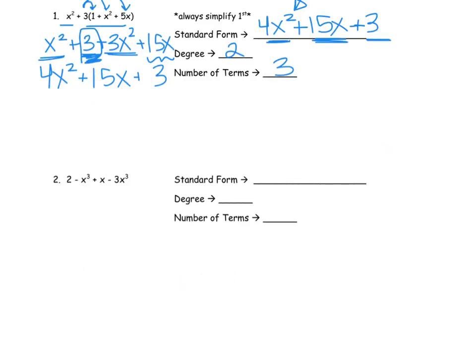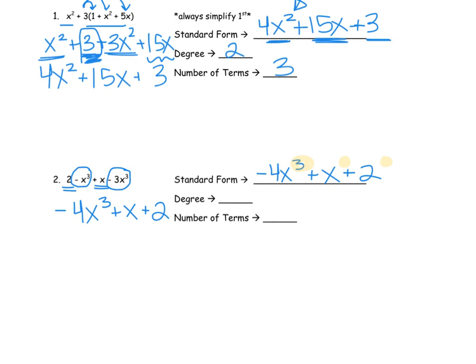In our last example, we are going to combine our x cubed terms. That will give us negative 4x cubed. We have a single x term, and then we have a positive 2, so we're going to write plus 2. So our standard form is negative 4x cubed plus x plus 2. Notice that we go down in order of degree.